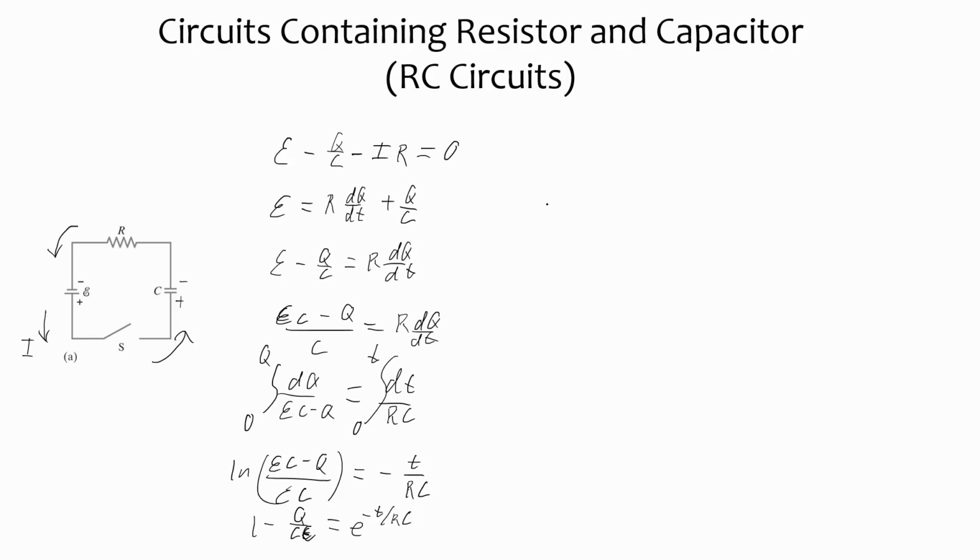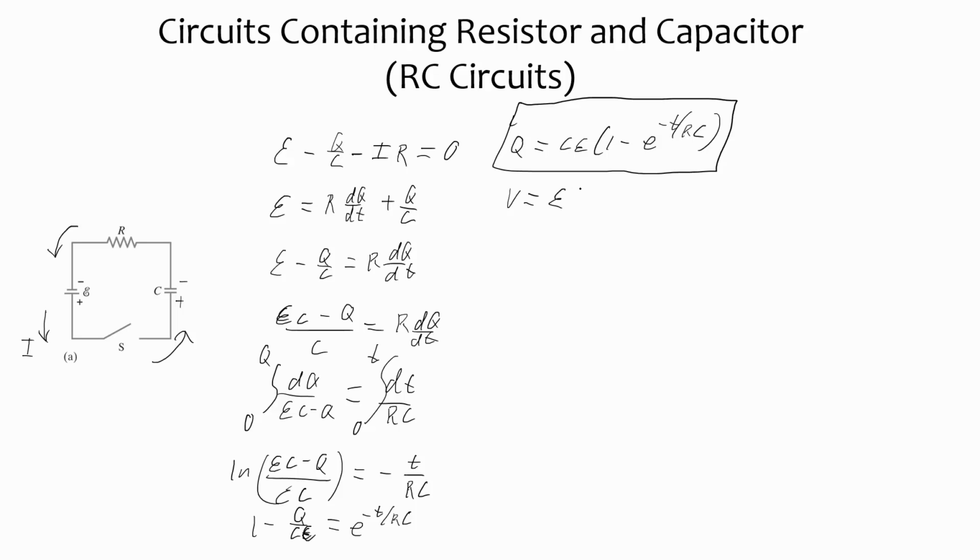I'm going to jump back up to the top here. If I solve that equation for Q, I'm going to get Q equals capacitance times my EMF times 1 minus e to the negative T over RC. And there, my friends, is a nice equation that tells us the charge on the capacitor as a function of time, and it depends on the EMF of the battery, the capacitance, as well as the resistor that we have in series there. Now if we divide both sides by C, and we've got Q over C, then this expression becomes the voltage on the capacitor, and it looks very similar to the other expression.